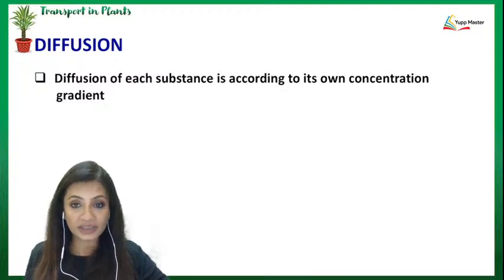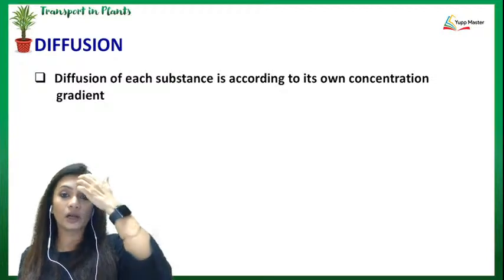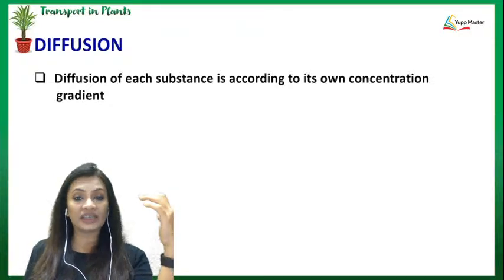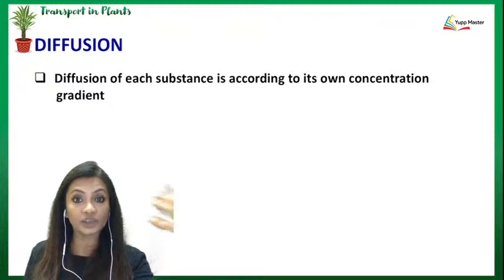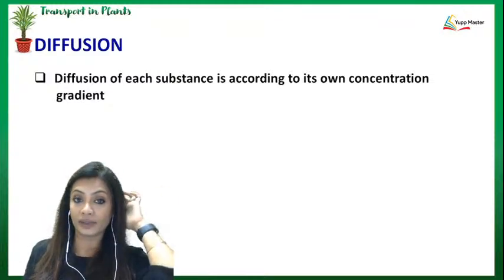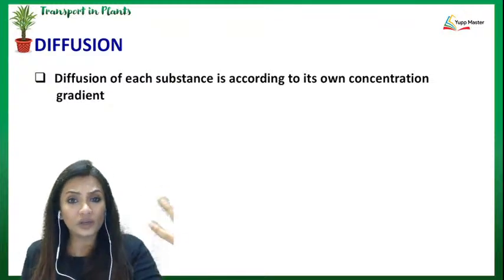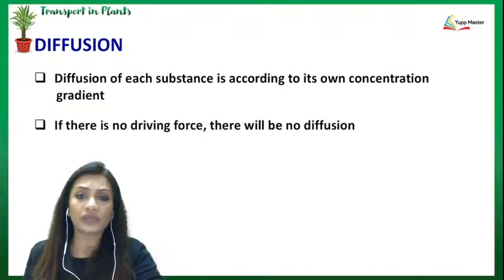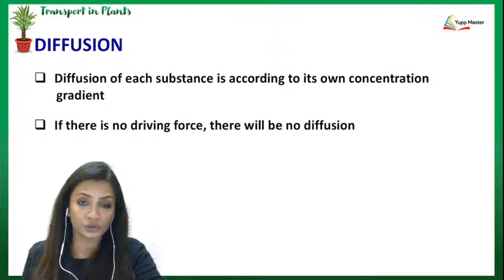Diffusion of each substance is going to happen according to its own concentration gradient. Means if it is absent at a given area, then you will see that diffusion might be happening at a faster rate. So depending on its own concentration, the diffusion happens. If there is no driving force, then there will be no diffusion at all.